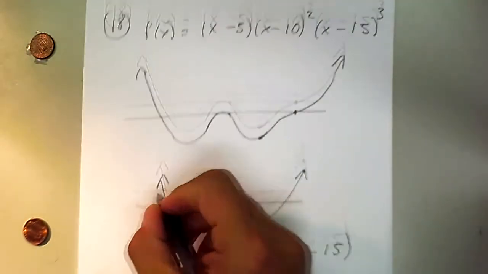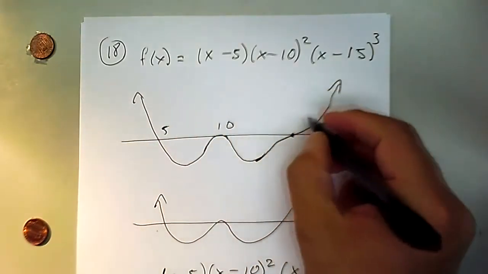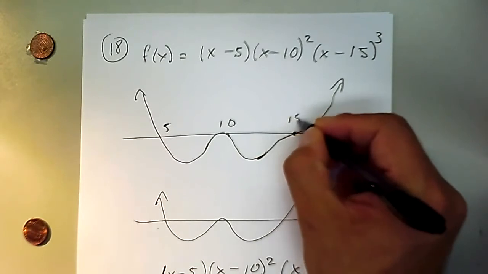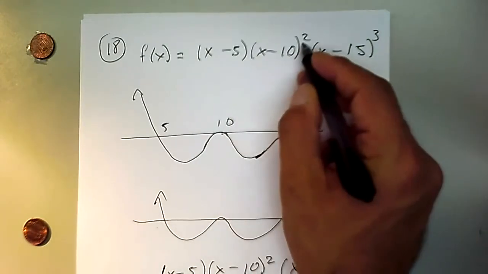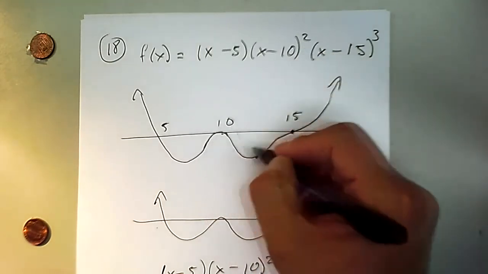So here we got 5, 10, and 15. And we bounce off the 10 because we got double. Every time you got double, fourth, sixth, any even multiplicity, we're going to bounce off.